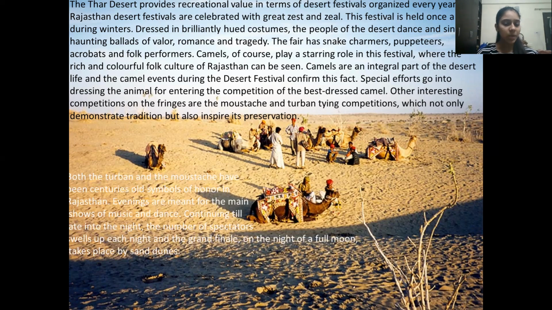Both the turban and moustache have been centuries-old symbols of honor in Rajasthan. Evenings are meant for the main shows of music and dance continuing till late into the night. The number of spectators swells each night, and the grand finale on the night of the full moon takes place by the sand dunes.